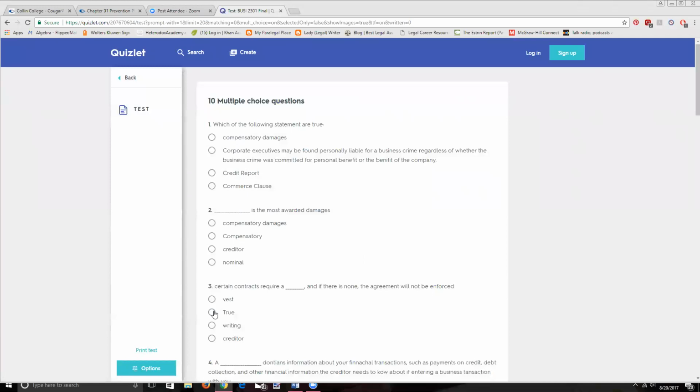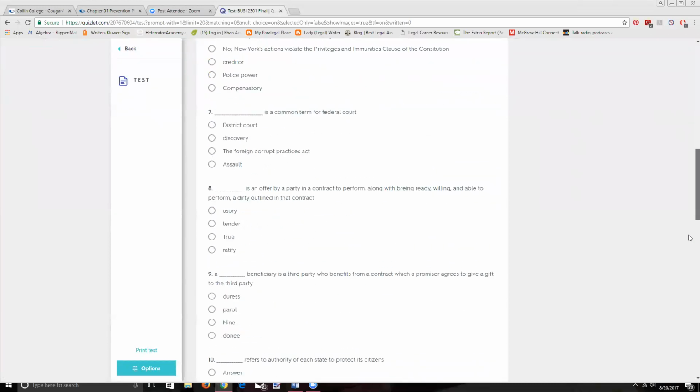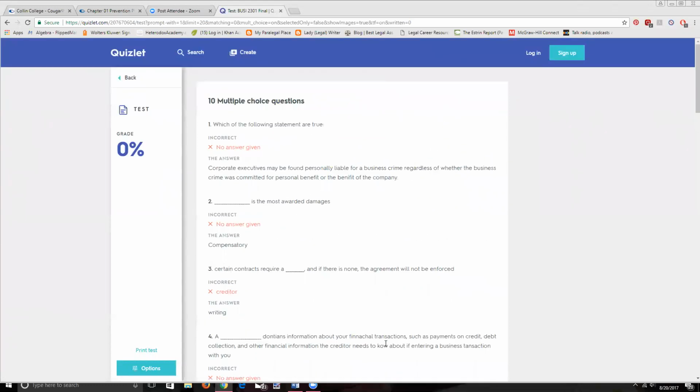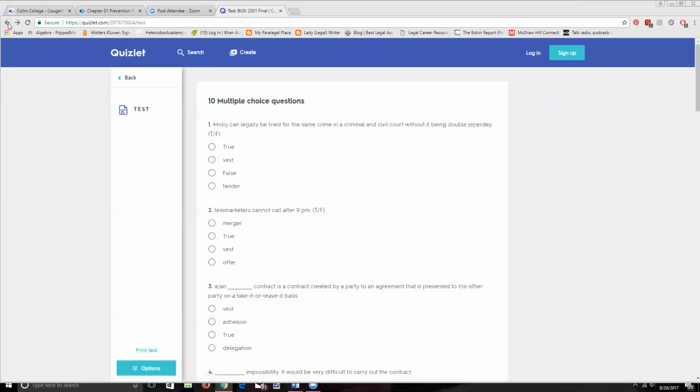You know, let's say I picked, we'll say requires a creditor for that test number, question number 3. And so I'm going to check my answers. Oh, no, that's not the right answer. The right answer was writing. And so now I know that I need to work a little bit more on this concept. So it can be a really helpful way of learning the material.